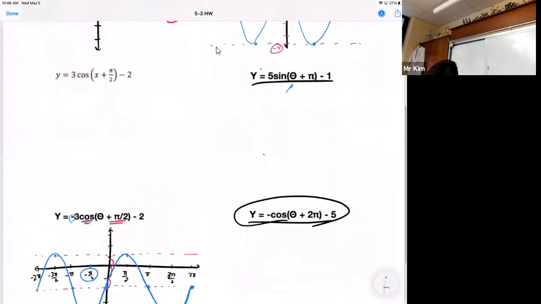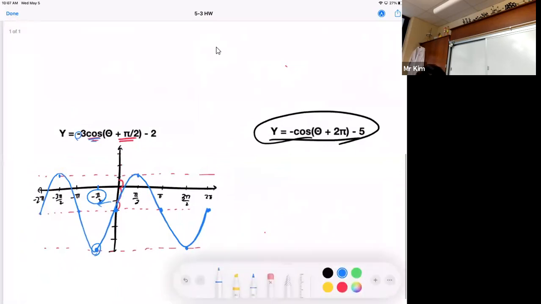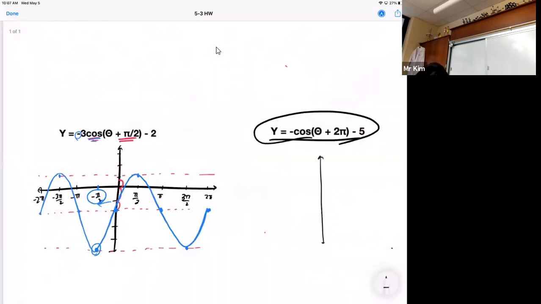All right, and number 5, negative 3 cosine of theta plus pi over 2. You move it to the left pi over 2, and then you have to start at the minimum because it's a negative cosine wave. And then after that, you keep on bouncing back and forth within the given framework, which I hope all of you guys are comfortable setting up. All right, let's do one more here. Negative cosine of theta plus 2 pi, minus 5.